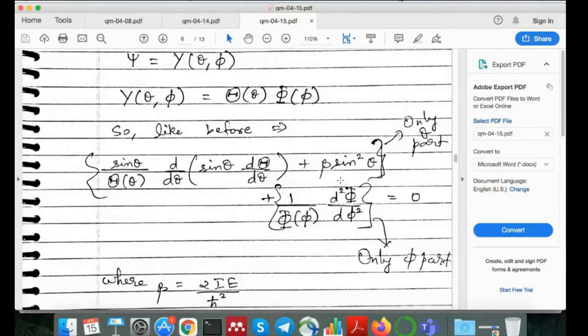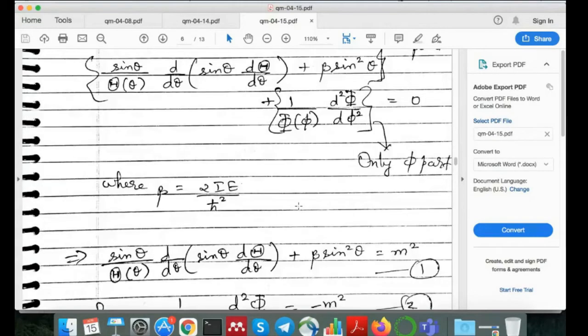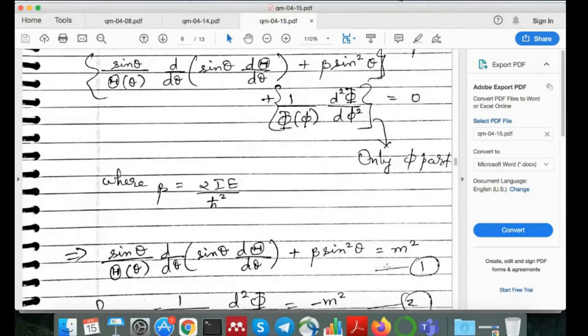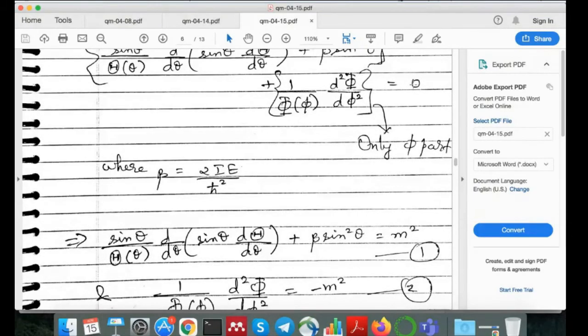So what we'll do is we treat each of these curly brackets as equal to some constant. And like before, we'll take that constant to be m square. So the first curly bracket we equate to m square, and the second curly bracket we equate to minus m square, so that they add up to 0. Okay, so this is what we do.